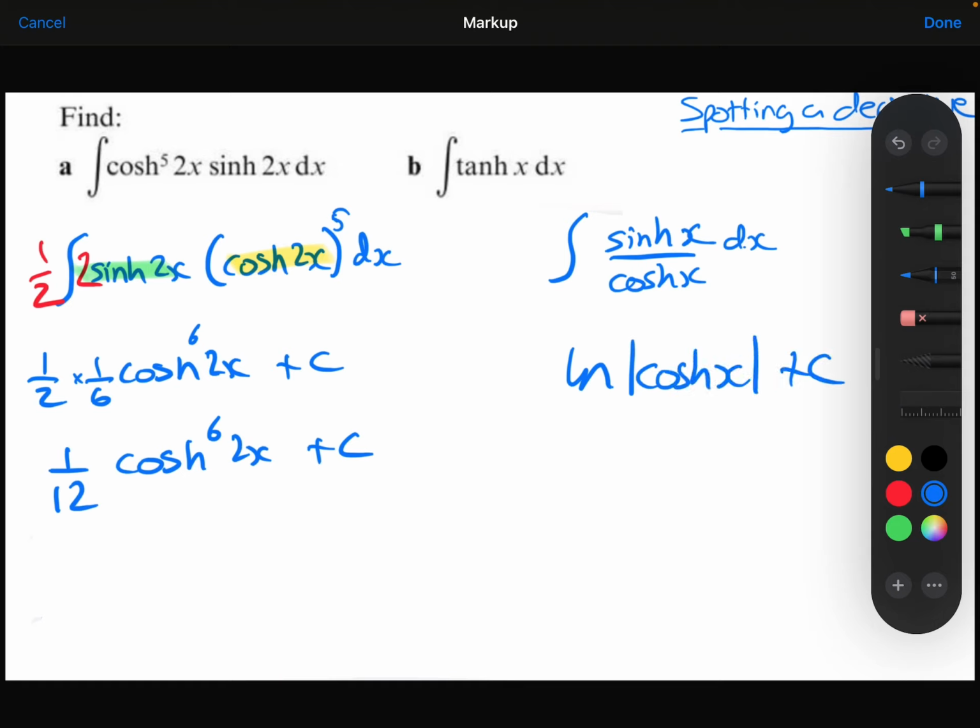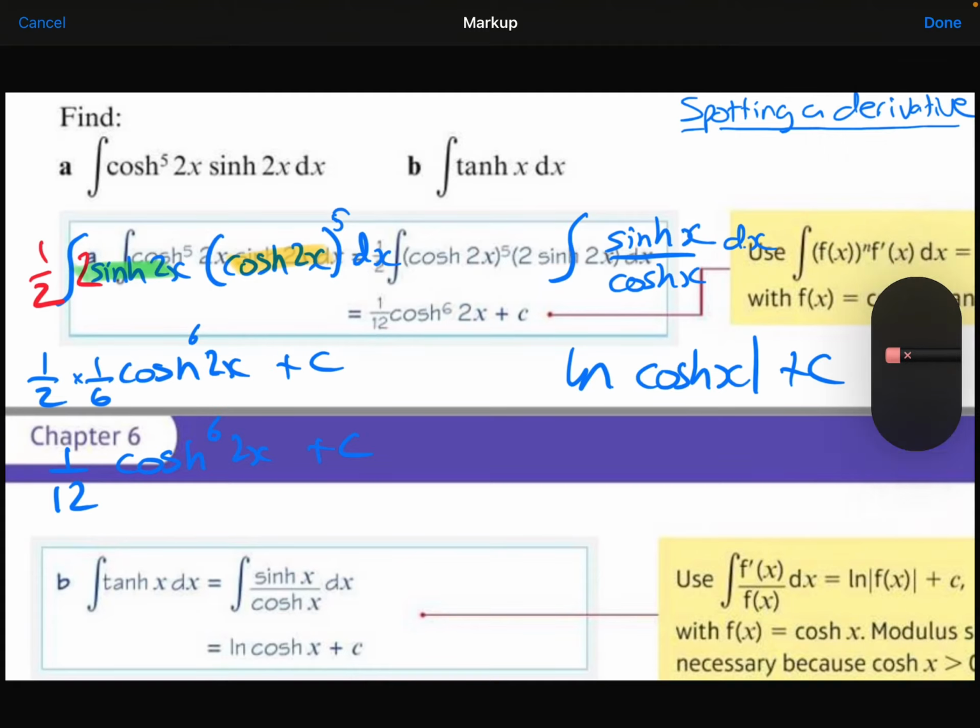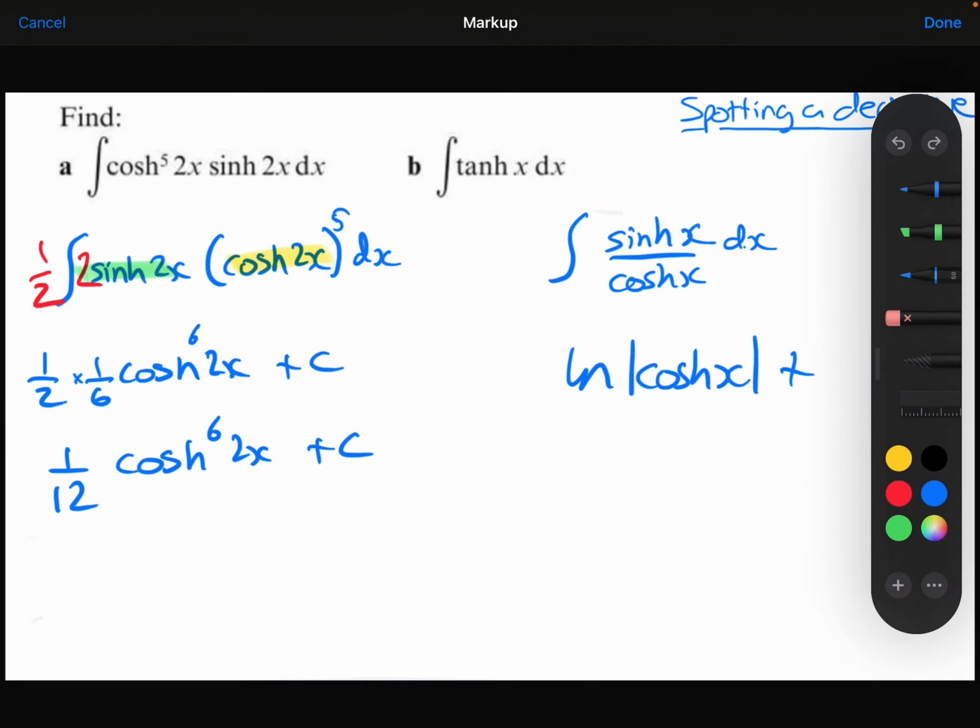I put the modulus there just to be careful, but we know that cosh is always going to be positive, so technically I don't really need the modulus sign there. I could have just written ln cosh. So that's a couple more examples where we have used the techniques of spotting a derivative.